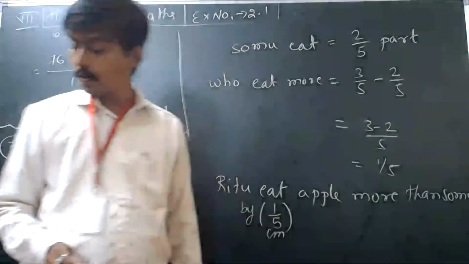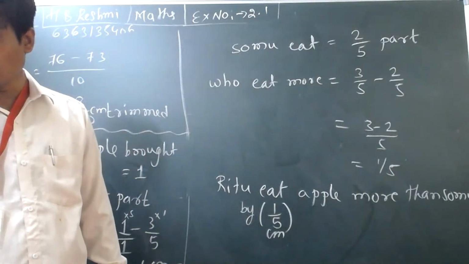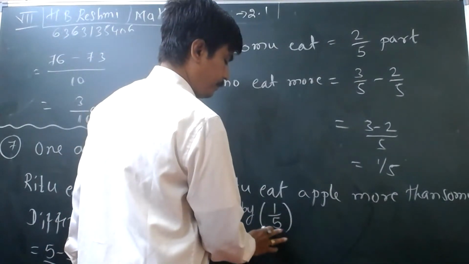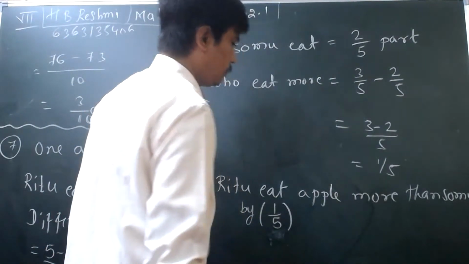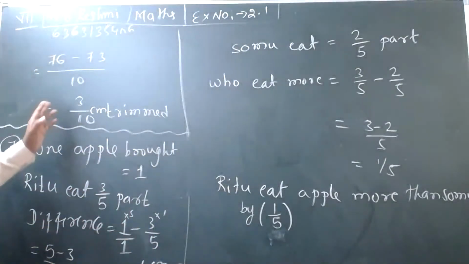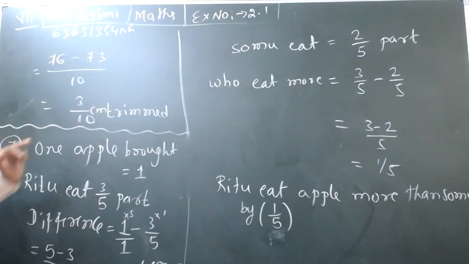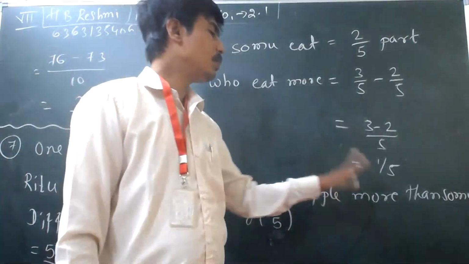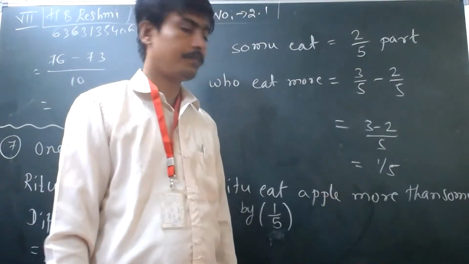It is given centimeter. Nothing is given here. In the previous problem it was given centimeter. Here they didn't give centimeter or meter. Wherever they use the centimeter or meter, you have to write it. Here, when it is about the apple, there will not be any. So we can say that Ritu ate apple more than Somu by 1 by 5.